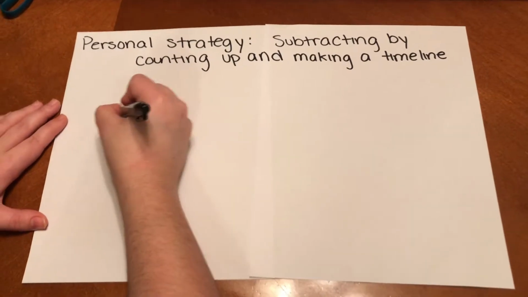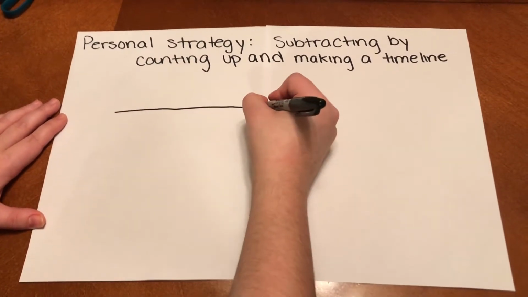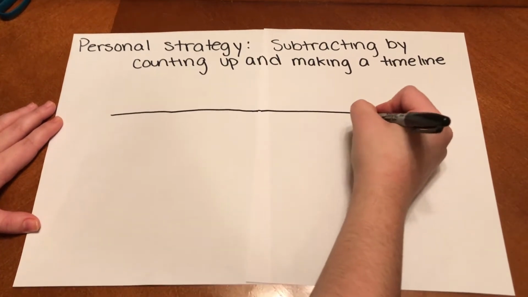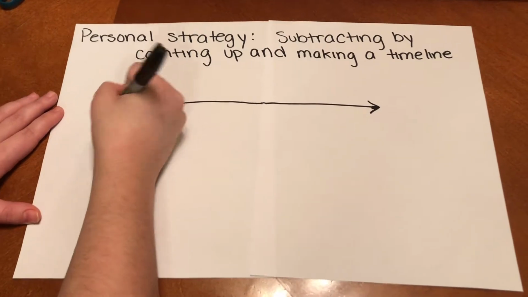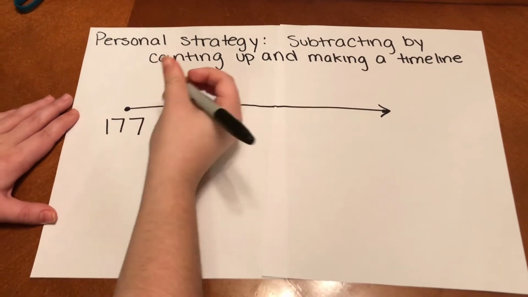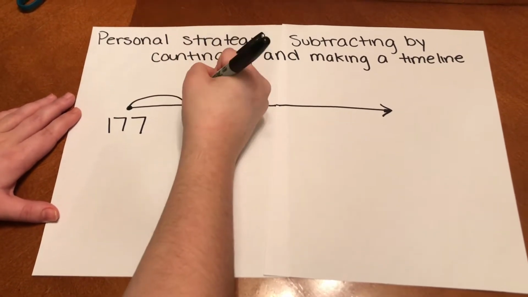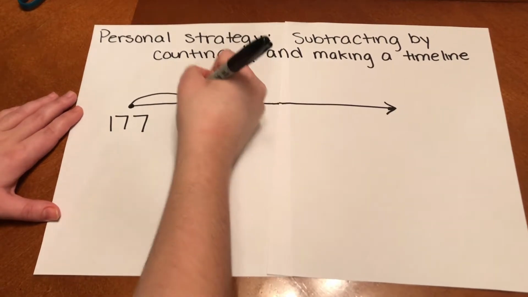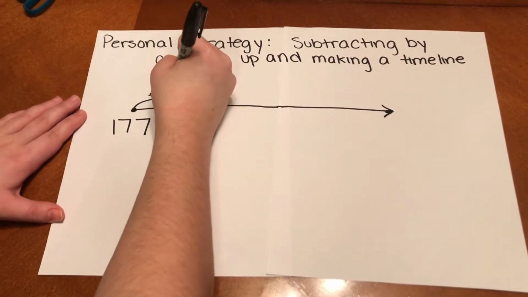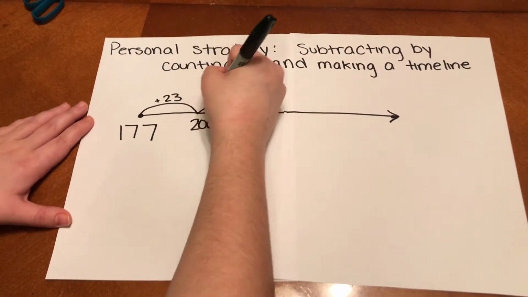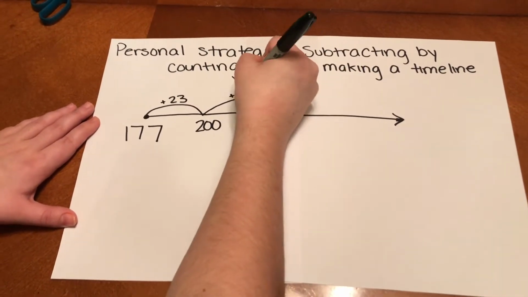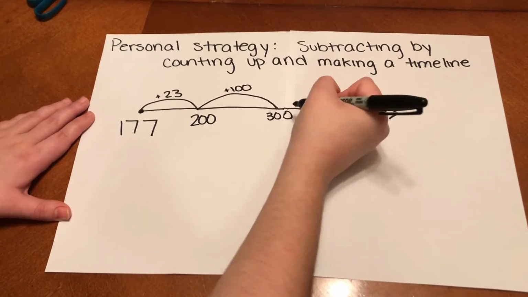Lastly, the personal strategy I chose to use for this problem was subtracting by counting up and making a timeline. I first start at 177, which is the number that we are supposed to subtract. From there, I know I can add 23 in order to make it 200. From there, I added another 100 to make it to 300.